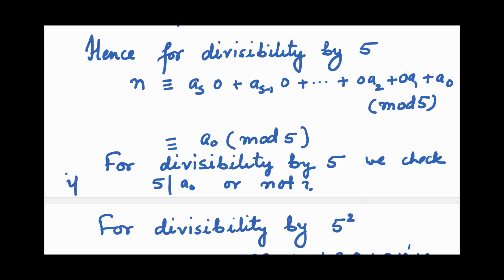It will go on. To check divisibility by 5, you know that the smallest power of 10 which is divisible by 5 is 10 to the power 1. So all powers of 10 starting from 10 to the power 1 going up to 10 to the power s become congruent to 0 mod 5, and that gives us n is congruent to the last digit a_0 mod 5. So for divisibility by 5, we check whether 5 divides the last digit or not.